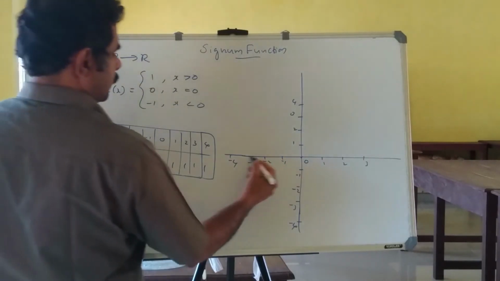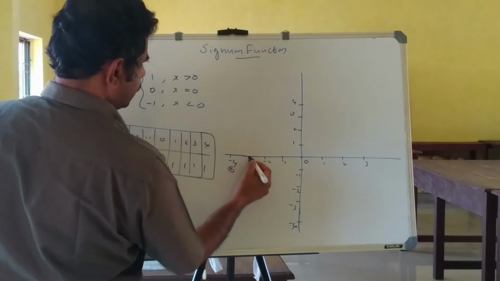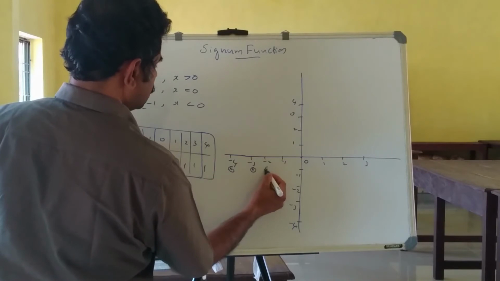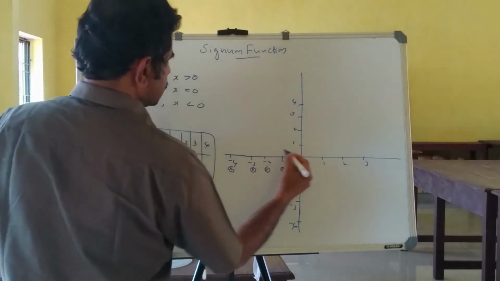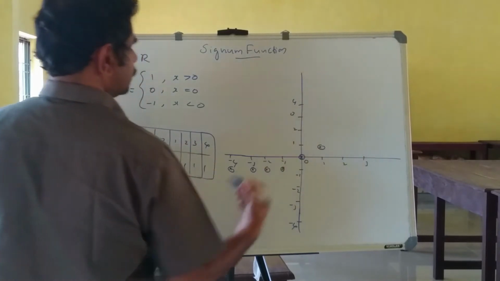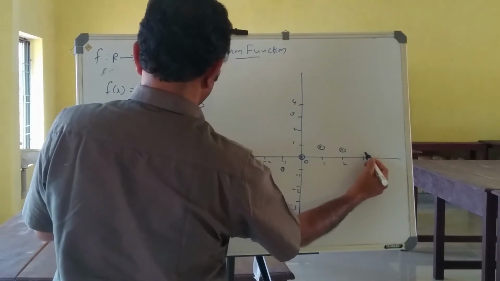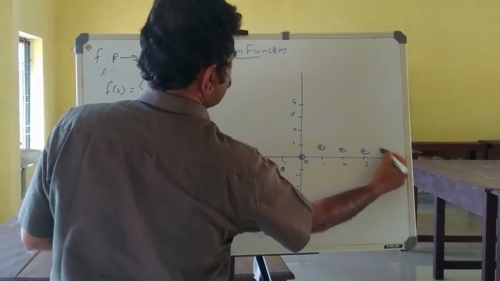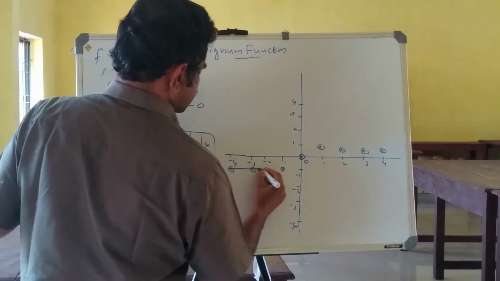Then minus 4 gives minus 1, minus 3 gives minus 1, minus 2 gives minus 1, minus 1 gives minus 1, 0 gives 0, 1 gives 1, 2 gives 1, 3 gives 1, 4 gives 1. So join these points.